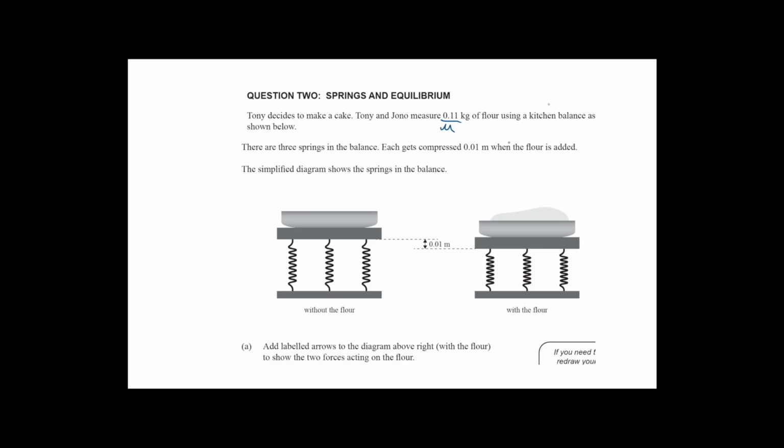There are 3 springs in the balance. Each gets compressed 0.01 meters, so 1 centimeter, when the flour is added. The simplified diagram shows the springs in the balance. Add labels to the diagram above right with the flour to show the 2 forces acting on the flour.